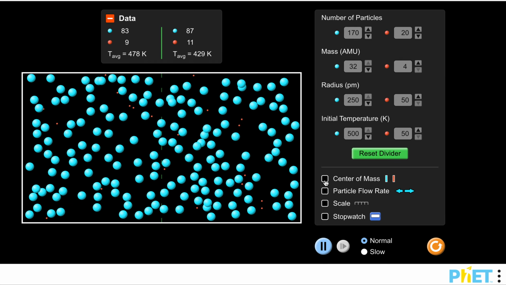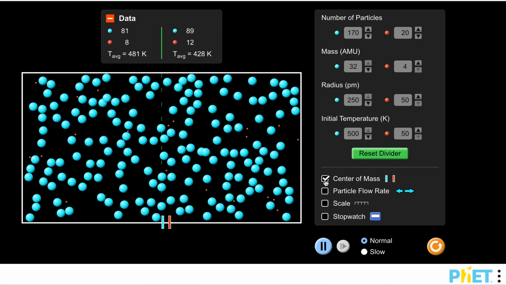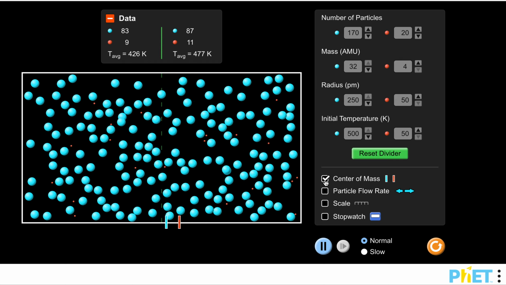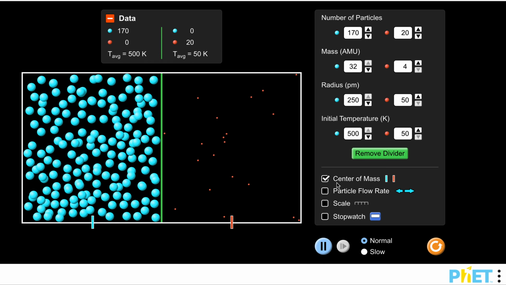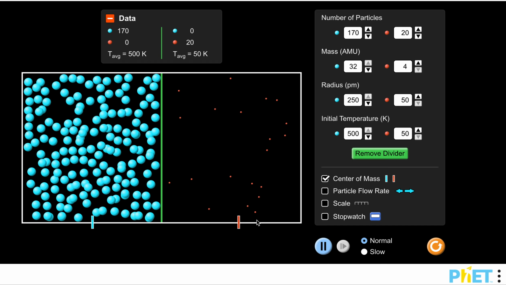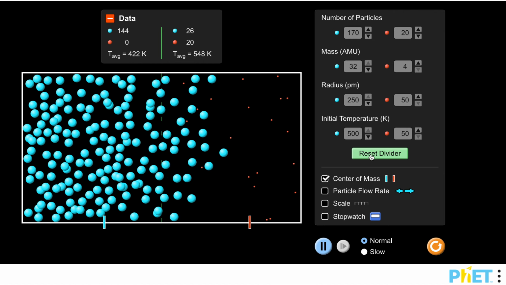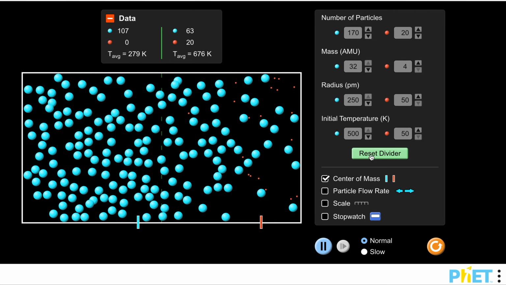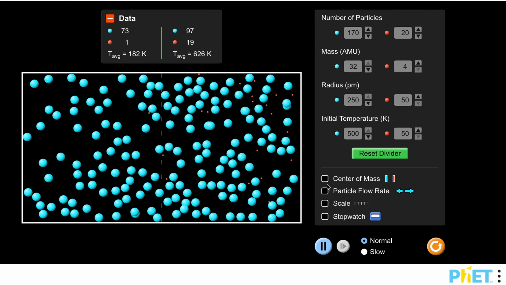You'll see down here you've got additional things you can have it show you. They may not make a lot of sense to you, but that's a cool thing with a simulation: you can just play around with it and ask, what is this telling me? So I can reset my divider and this center of mass thing. I've got these little bars down here. I don't know what they're showing me. When I remove the divider, the bars change. Not sure what that means. So that's something you might wonder about. So you can take that away.